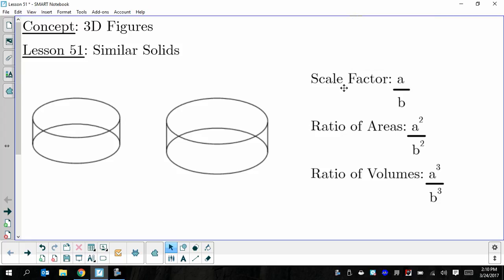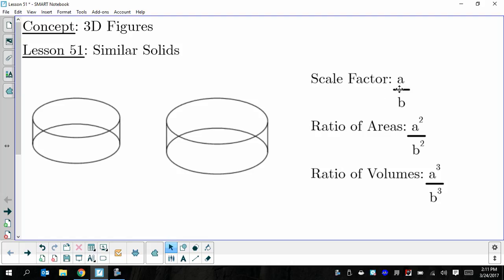Hey all, today we will be doing the last new lesson of the year, and we're going to talk still about solids, but we're going to talk now about similar solids. So we can relate these two similar solids using a scale factor that we'll call A over B. We talked about scale factors a little bit with dilations and also similar triangles. The new idea here are the ratios of the areas and the volumes.